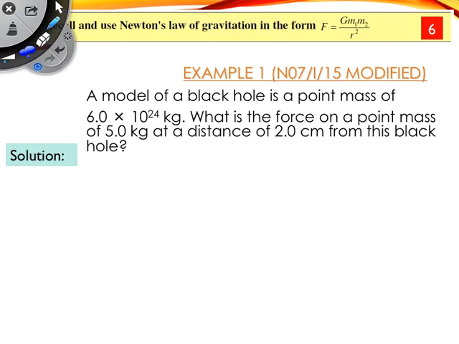What's the force on the point mass of 5 kg at a distance of 2 cm from this black hole? Okay, a black hole is basically a star that has collapsed. Remember, a star is very, very massive, but once it collapses, it becomes very, very small in terms of its radius, but it has the same mass. This is the basic understanding of a black hole.